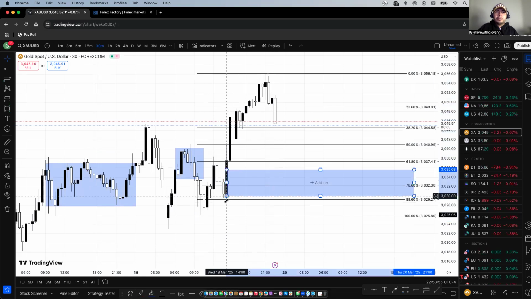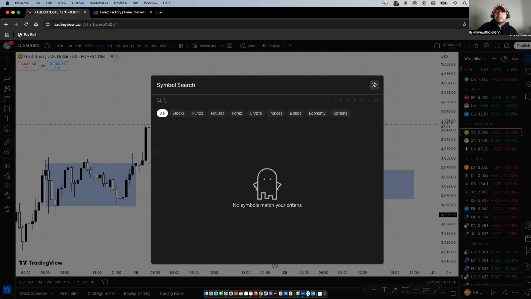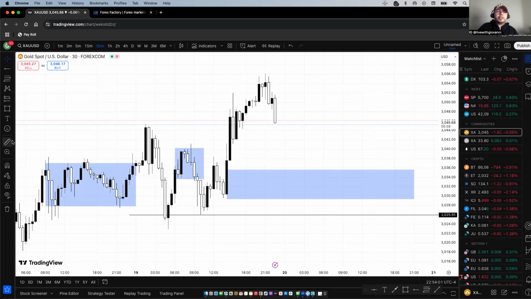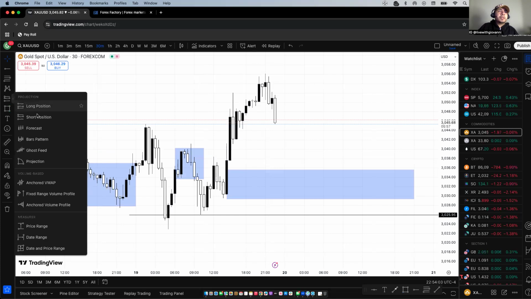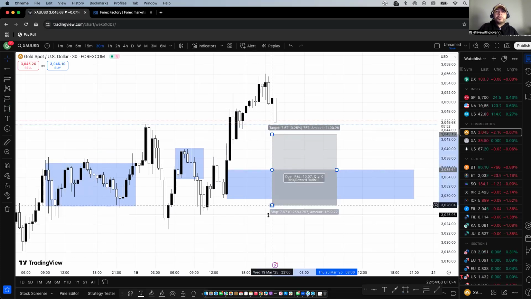Just a bit lower. Perfect. And we wait for this setup to hit, right? Obviously, when it comes to trading, you want to use proper risk management. When it comes to my trading, when it comes to my live, I risk around 3% per trade.